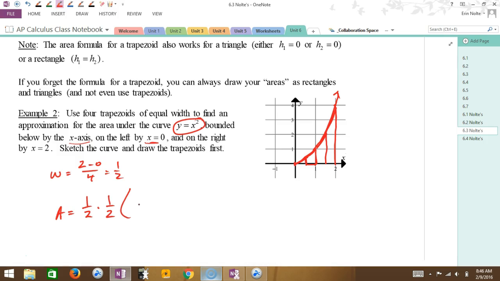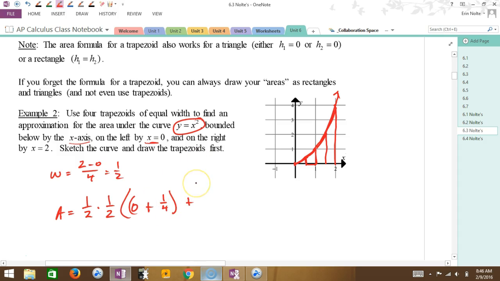Okay, so on the first trapezoid, what are the 2 heights that you add together? Okay, definitely 0. And what's the height? If I plug in 1/2 into my x squared, what's 1/2 squared? 1/4. So this is like trapezoid 1.